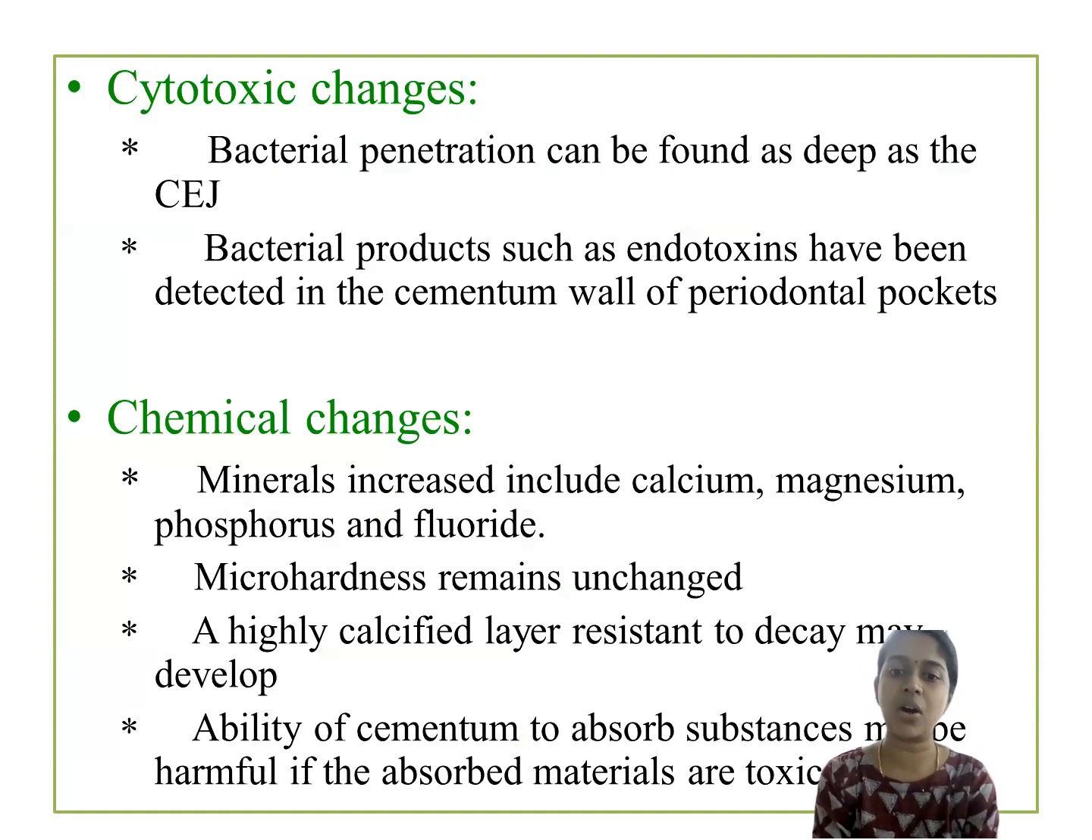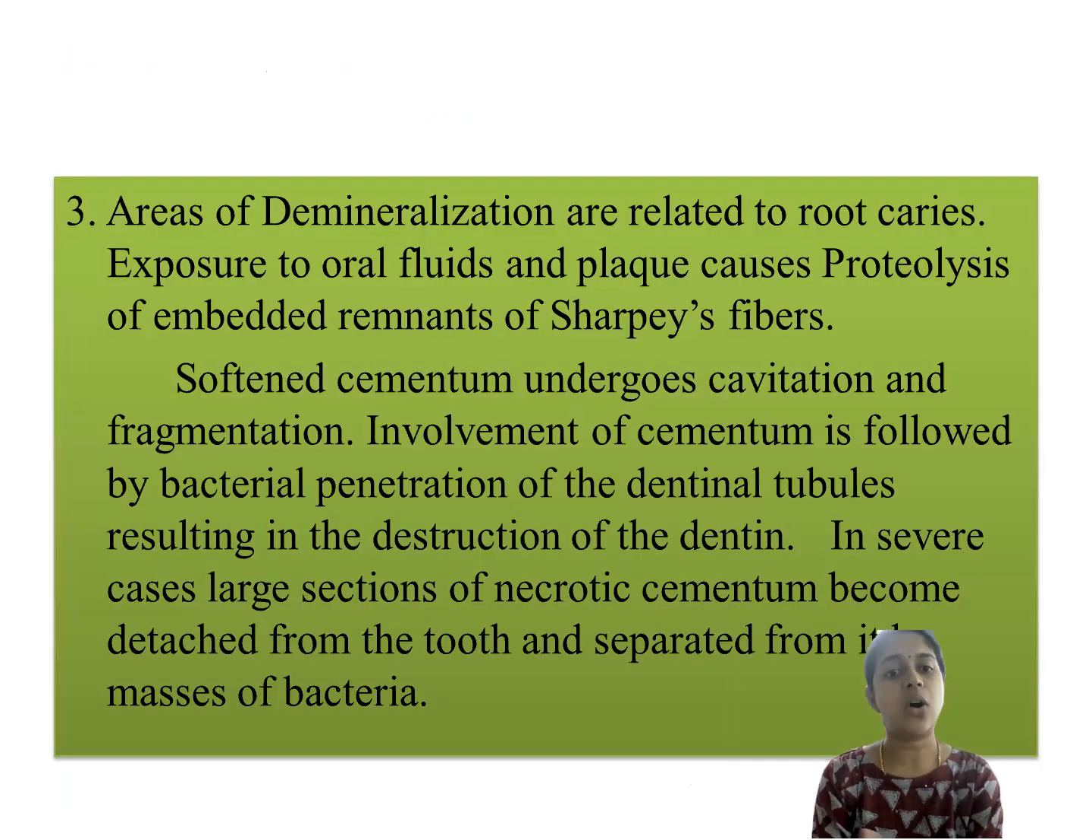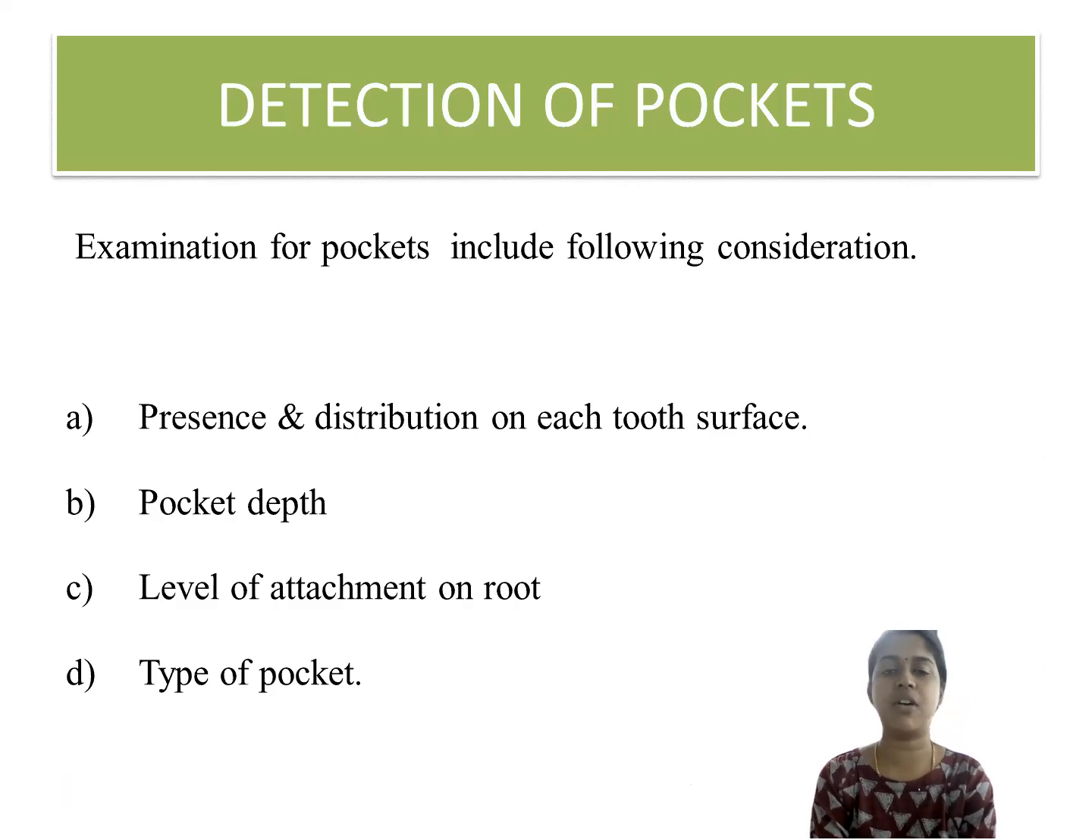Then there are chemical changes because of minerals like calcium, magnesium, phosphorus, and fluorides. And sometimes a calcified layer will form which is resistant to heat. And you also have areas of demineralization, which is very closely related to root caries formation. So these are some of the hard tissue changes associated with pocket formation.